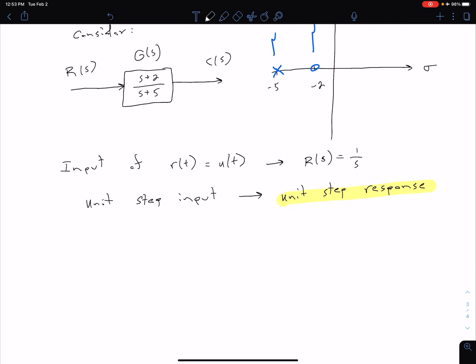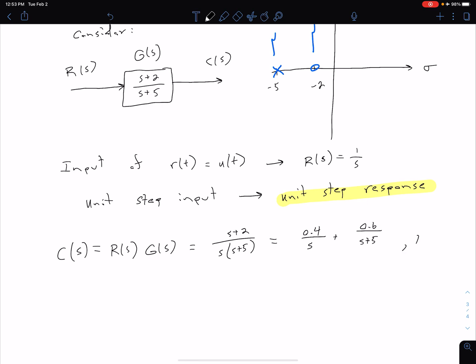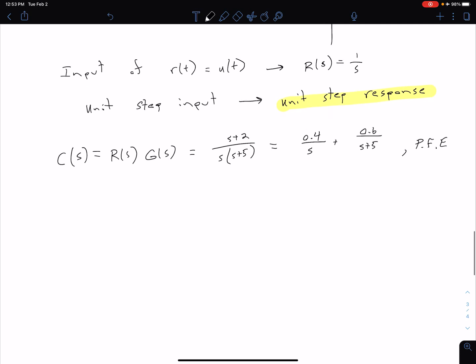We can go through the analysis and see, as we have said before, C of s is in general equal to R of s times G of s. In this case, that gives us s plus 2 in the numerator divided by s times s plus 5 in the denominator. We can use partial fraction expansion to factor that out, and it turns out that we get 0.4 over s plus 0.6 over s plus 5. The reason we want to do that is then we can go to our Laplace transform table of known pairs and figure out what our unit step response, c of t, is. In this case it's equal to 0.4 plus 0.6 e to the minus 5t.